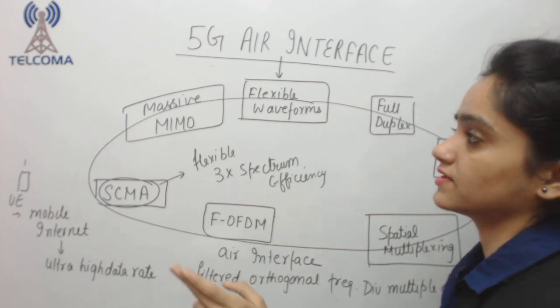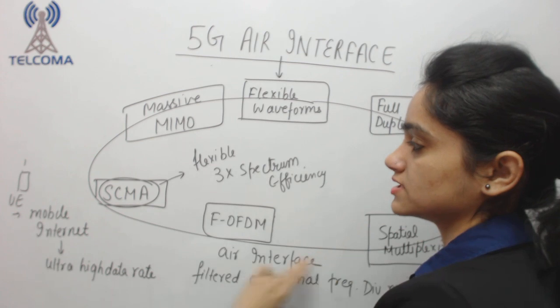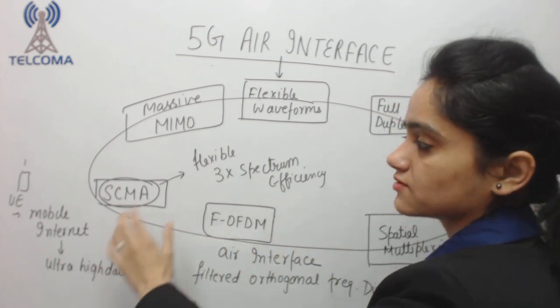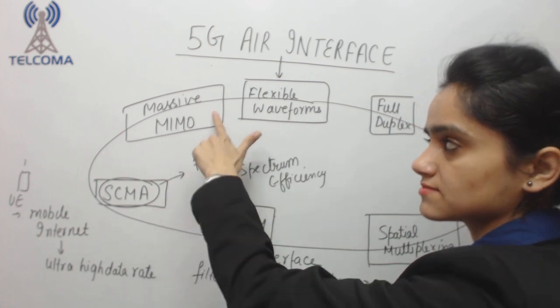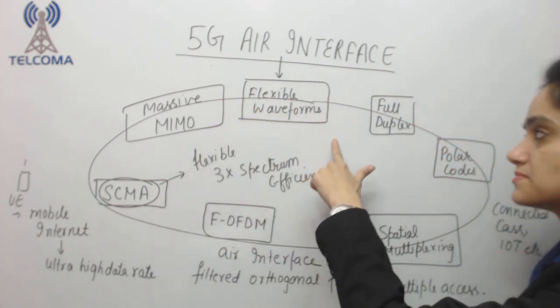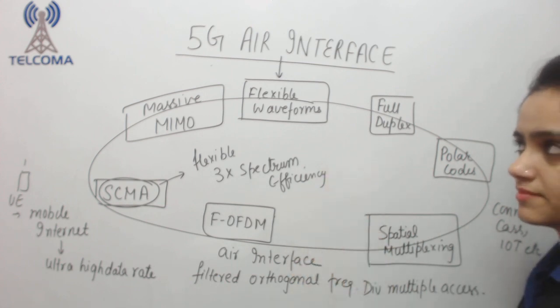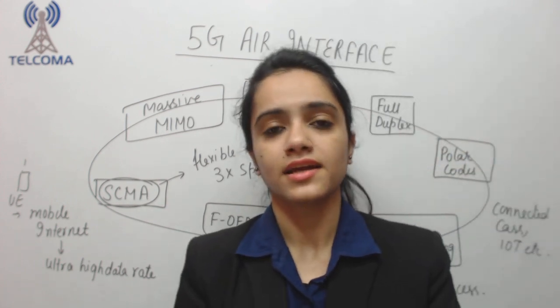Now this air interface should support multiple technologies so that they are able to meet the data rate demands. From sparse code multiple access, we have massive MIMO, flexible waveform concepts, full duplex, polar code, spatial multiplexing, and filtered OFDMA. So this is about the 5G air interface.